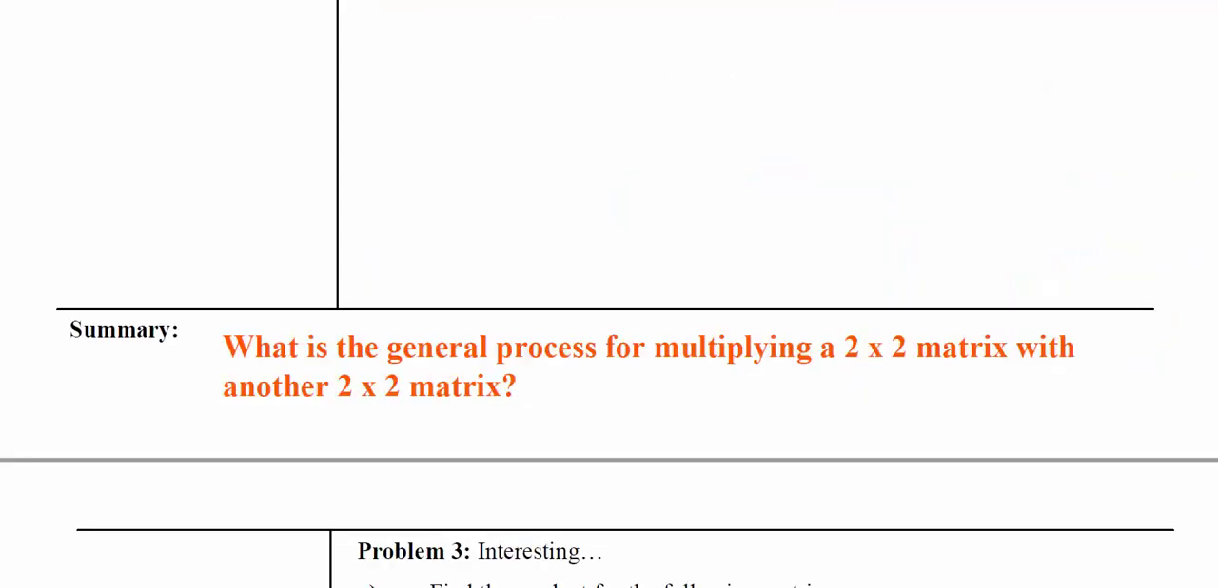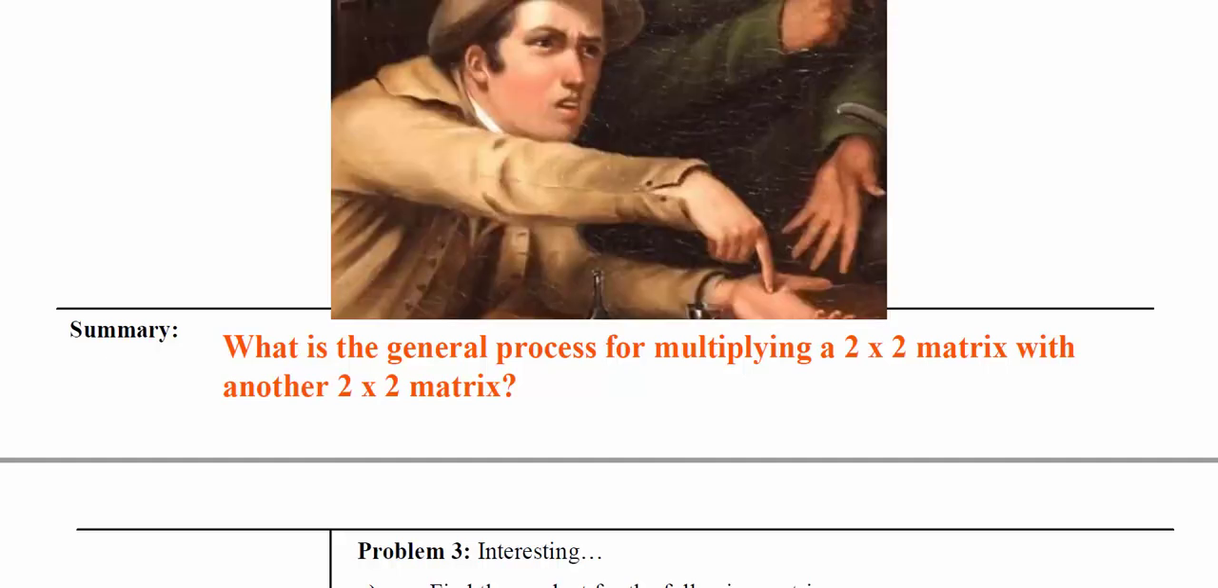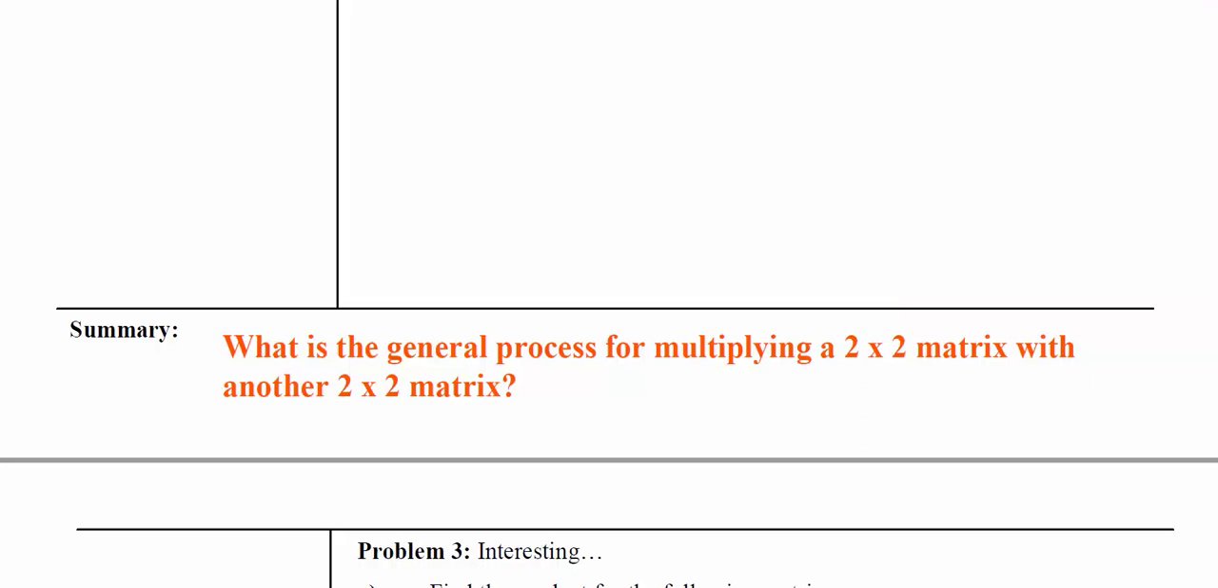So, take some time to summarize. We did a couple of 2 by 2 matrices, right? Multiplying them with each other. Talk about the general process. Talk about maybe the setup, or how to move your fingers, or what about the pluses. Take some time to reflect and summarize on that.